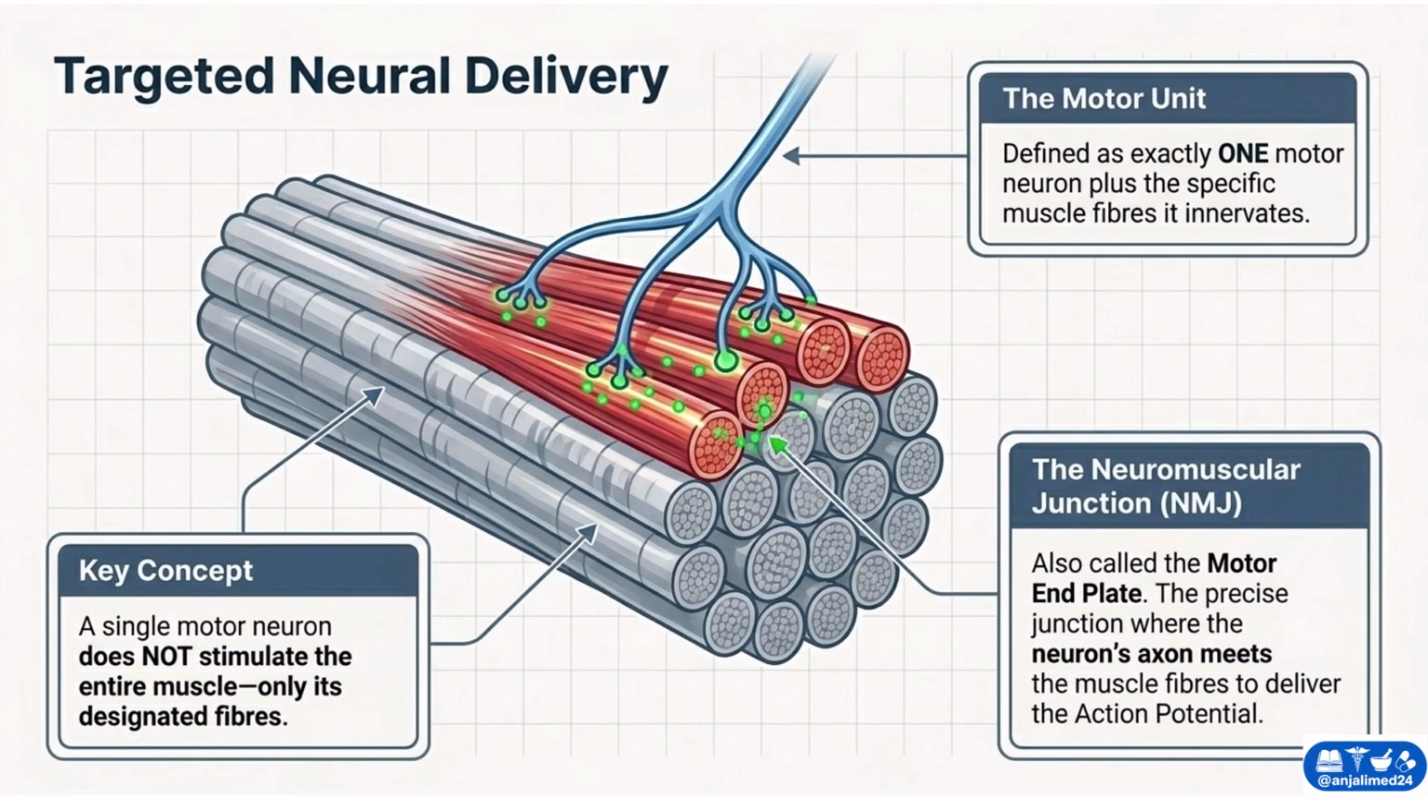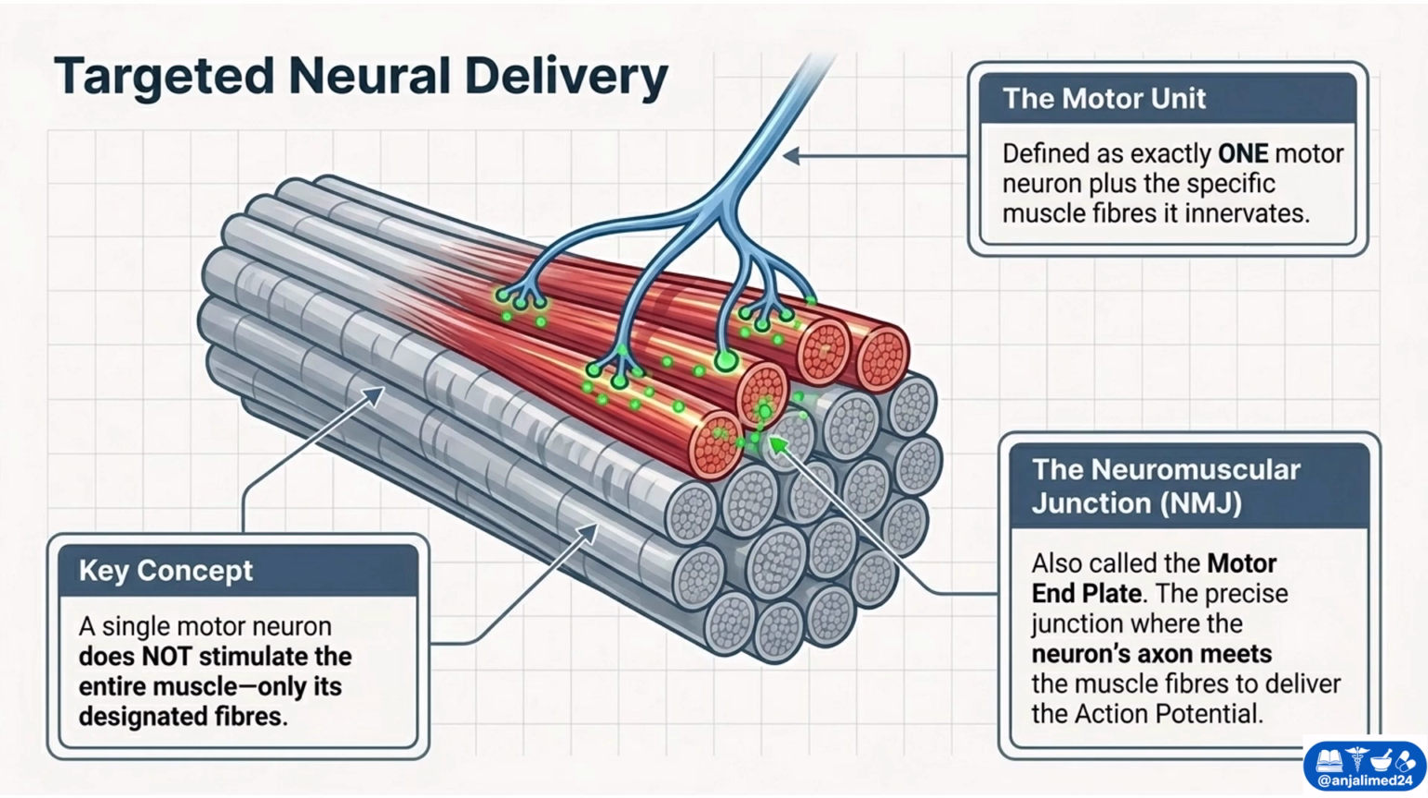Targeted neural delivery. Now that we understand how muscle fibers contract, the next question is: how does the nervous system selectively control muscle movement? This slide introduces the concept of targeted neural delivery through the motor unit and the neuromuscular junction. Let us begin with the key concept shown on the left side.